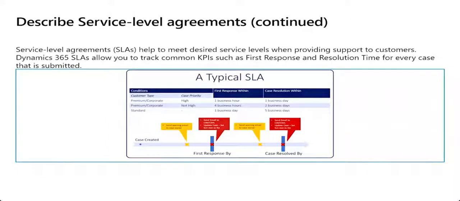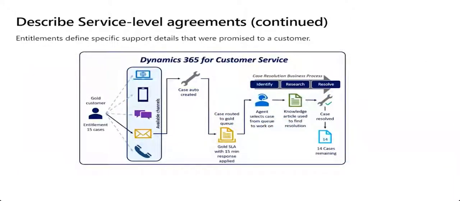Whereas on the other hand, we have entitlements. And this is really looking at specific support details that we're promising to our customers. So this might have specific coverage dates, or the number of cases that they can have, or the length of time available for each case. So if you look here on the screen, you can actually see how these 2 come together.